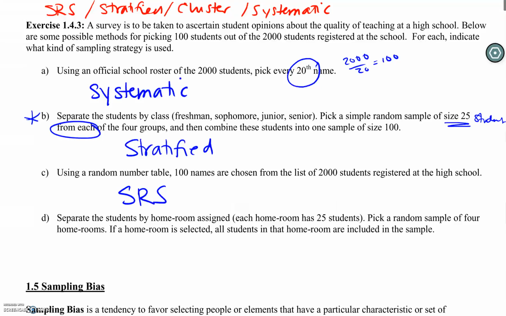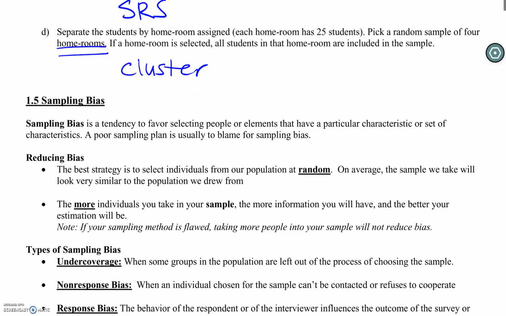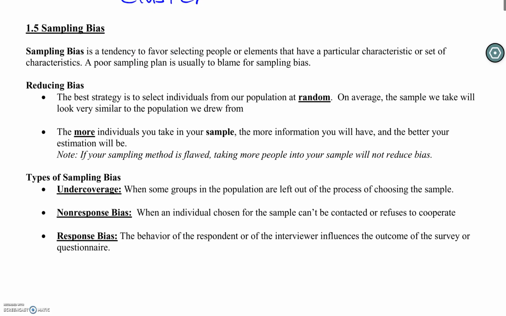But now we're picking a random sample of 4 homerooms. We're sampling the groups. So we are talking about a cluster sample. So those are the big four. And then we can move on.